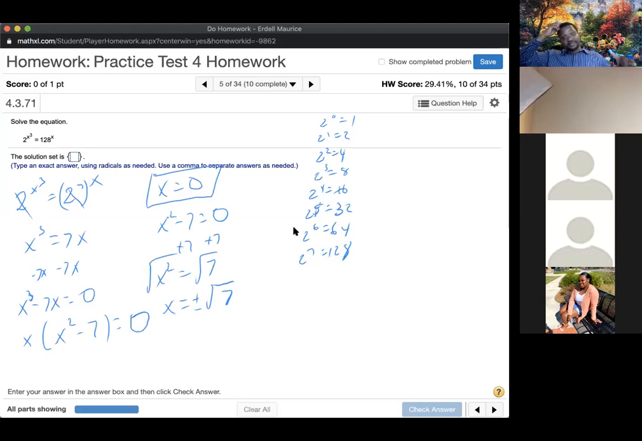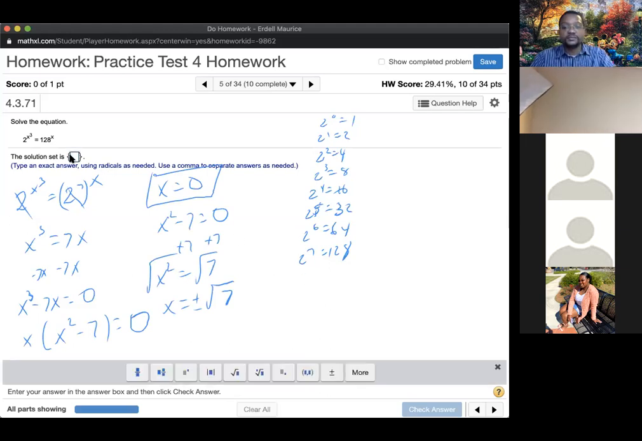As they say in the business, bingo! And so you have 3 answers. You have 0. You have negative root 7, comma, and then you have positive root 7.